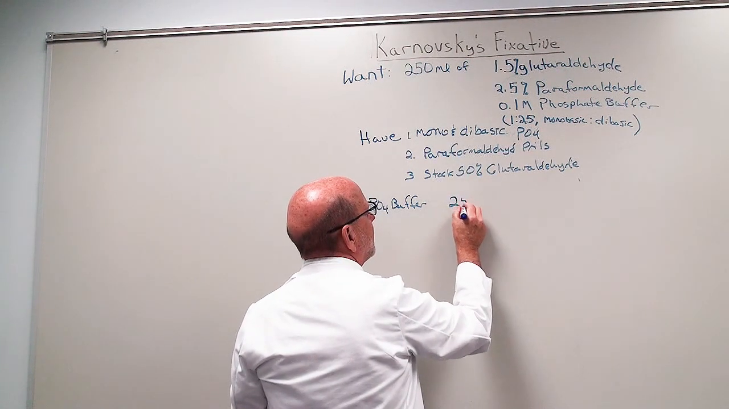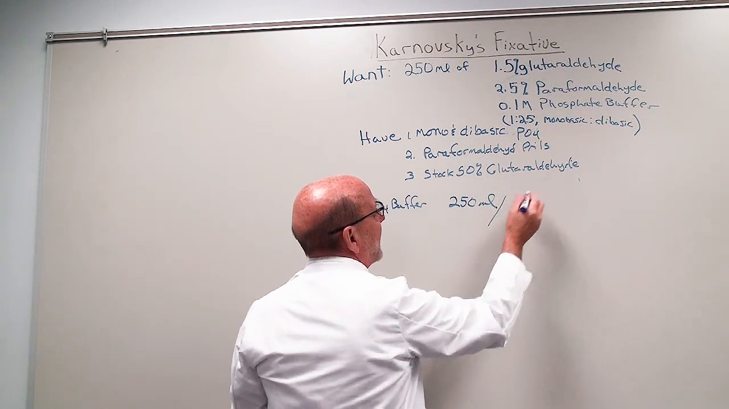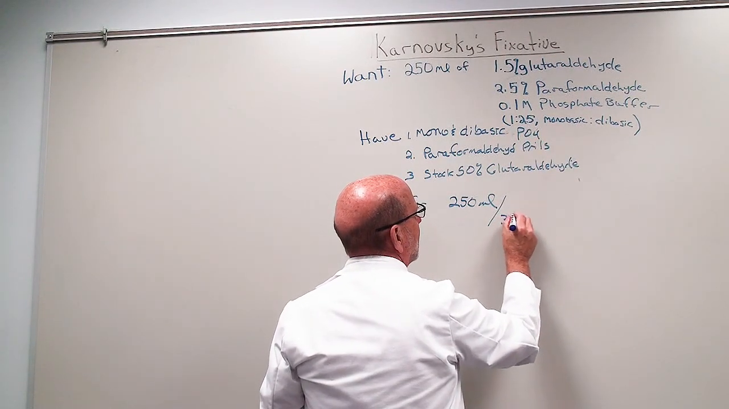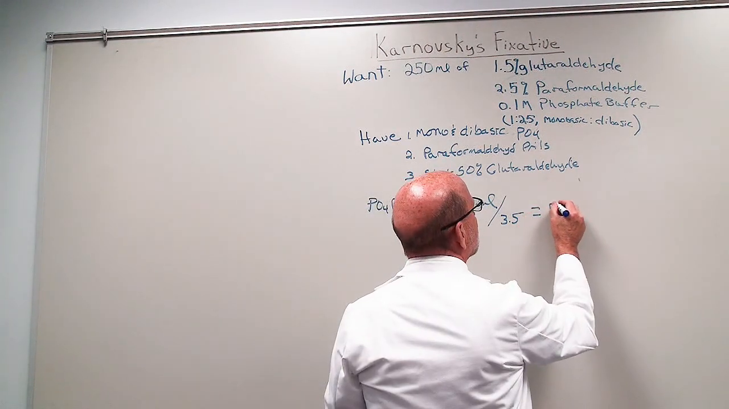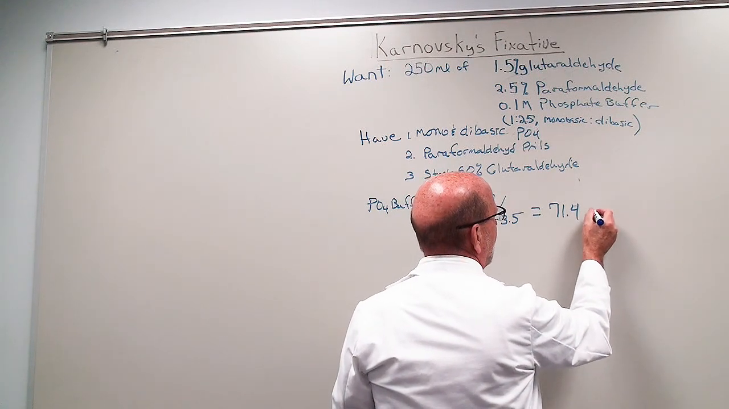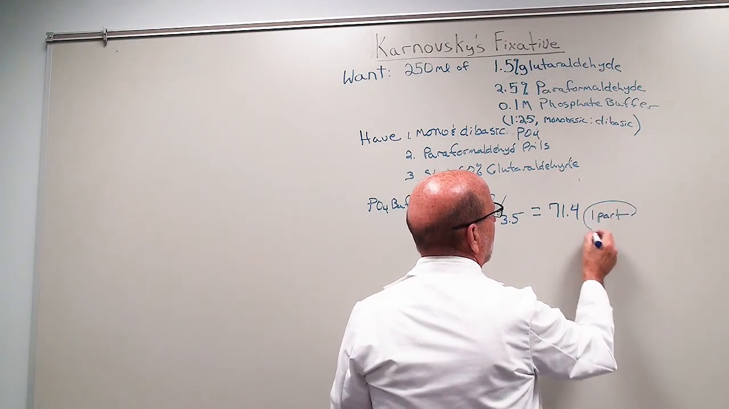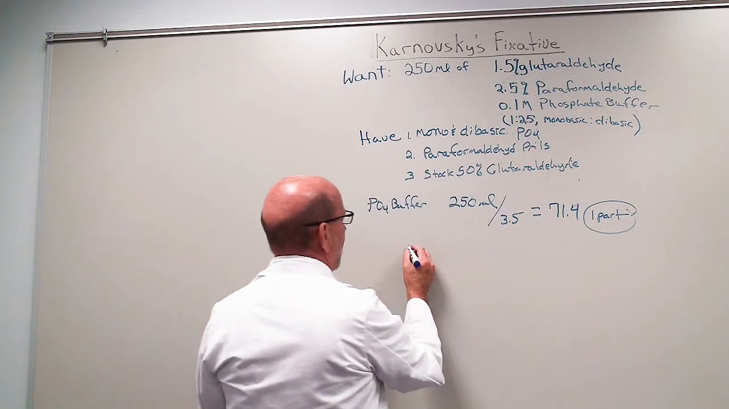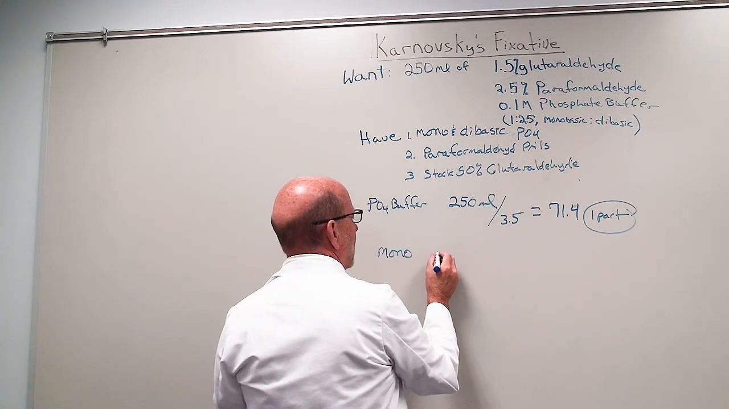So we want to figure out what the different parts are. What I like to do is take the total volume and divide it by the total number of parts. So I have 250 mLs divided by 3.5, which gives me 71.4 as the one part. Now the 0.4 there is questionable. Sometimes you're going to round that off, and we'll take care of that in a little bit.